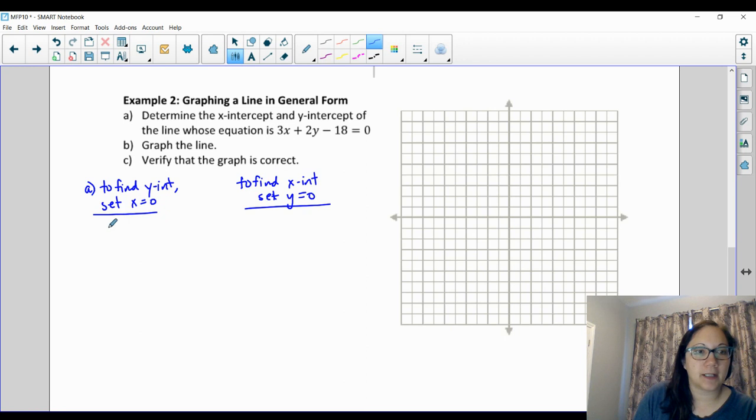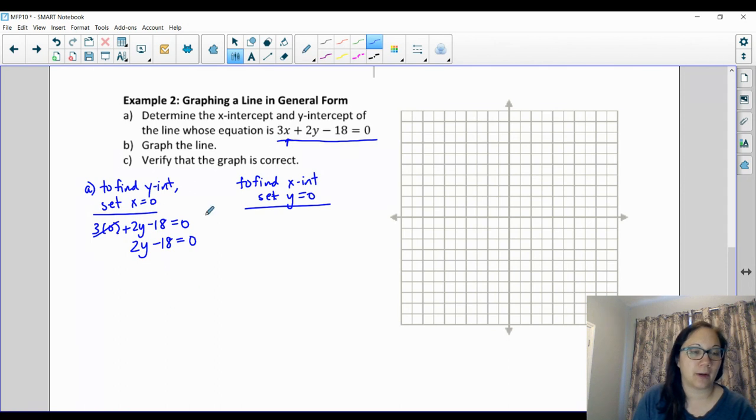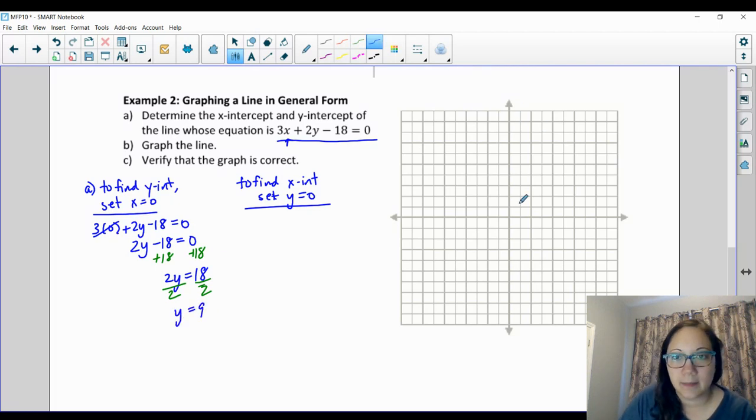Okay, so we'll do each of these separately. First we're going to find the y-intercept. So I'm going to set x equal to 0. So I have 3 times 0 plus 2y minus 18 equals 0. I just rewrote my equation, but I substituted in 0 for the x. That now leaves me with 2y minus 18 equals 0, because of course 3 times 0 is 0. I'm going to add 18 to each side, and that gives me 2y is equal to 18. Now I'm going to divide each side by 2 to get the y by itself, and I end up with y equals 9. So that's telling me that my y-intercept is 9.